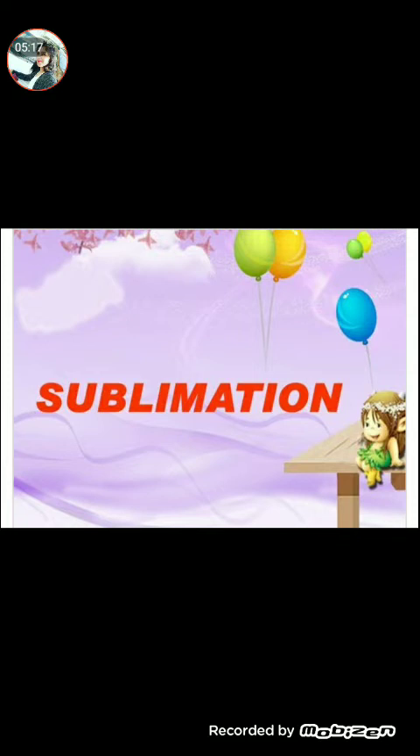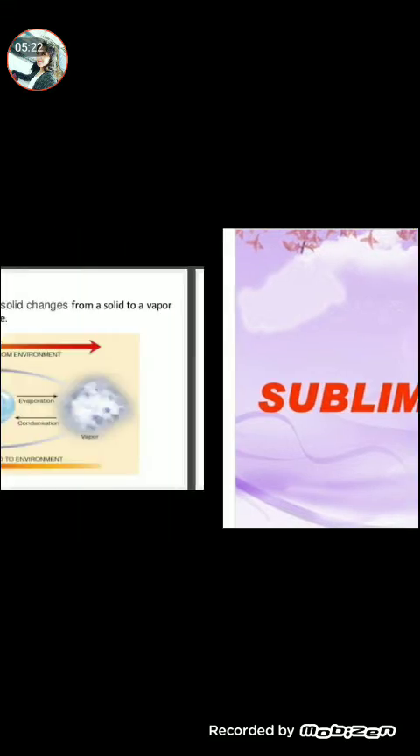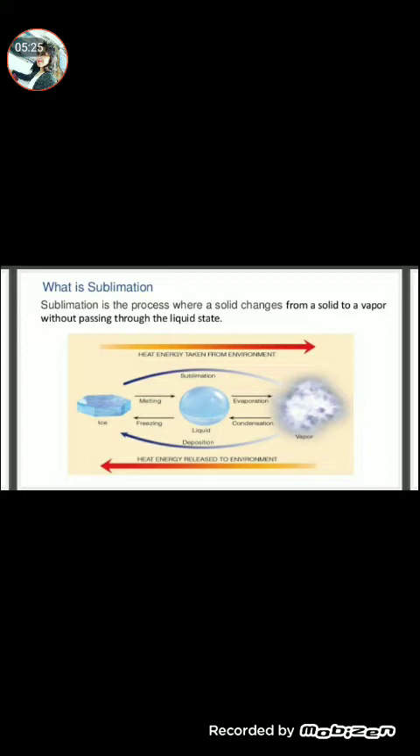Like this, for example, see here, sublimation is the process where a solid changes into a vapor without passing through the liquid state. Likewise, ice changes into liquid, then it changes into vapor. But if the ice does not come into the liquid state and directly changes into vapor, and from this vapor directly to a solid, it is called what? Sublimation.